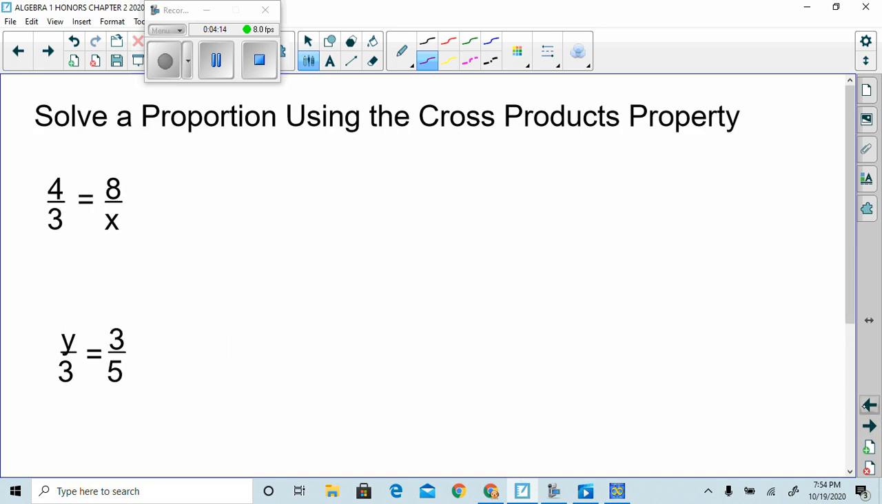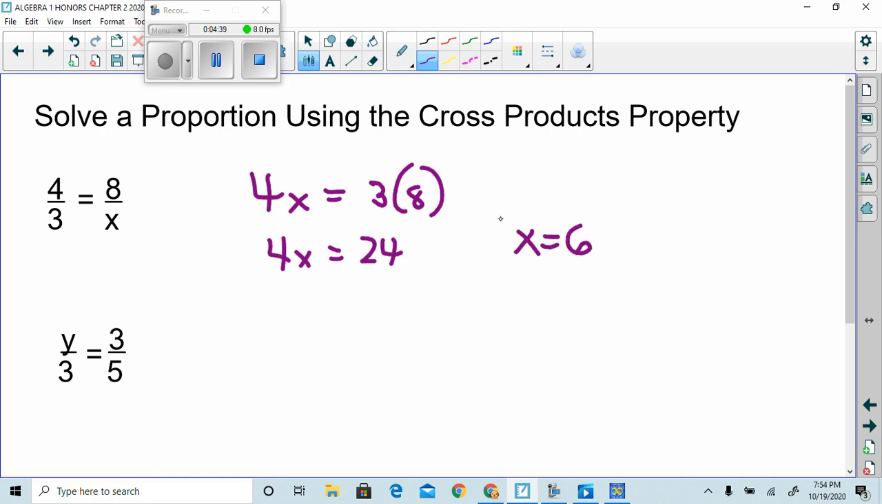Let's solve a couple. Again, if I wanted to use this cross products method, I'm going to multiply the extremes, the 4 and the x. That gives me 4 times x, which is 4x, and we'll multiply the 3 times the 8. Well, 3 times 8 is 24. We'll simplify, and we get x is equal to 6. That would complete that proportion and make it equivalent.